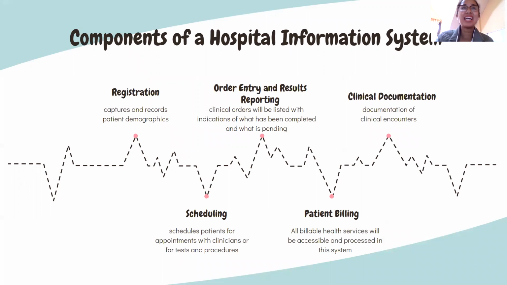Anyway, class, components of a hospital information system. This is just an overview. The registration, order entry, and results reporting. I think I mentioned already the documentation. Every time the doctor encounters your patient, he has notes. Then our scheduling, our billing. Everything, class, is paid by the patient, from the gloves of the nurses to the PPE, the cotton, the gauzes that are used in surgery, the anesthesia. All of it is paid for by the patient.